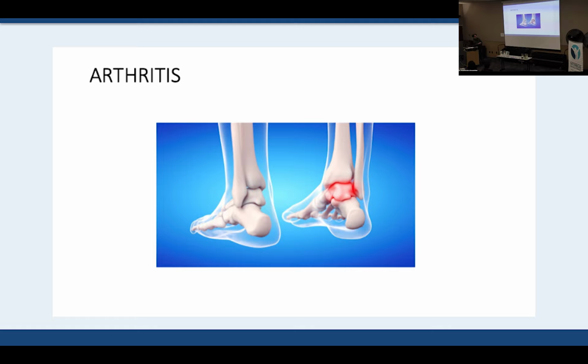Arthritis, there are multiple treatments for arthritis, but one should know that there's no cure for arthritis. It's a systemic diagnosis. Sometimes we supportively treat it. We put them on steroids. Sometimes we give them cortisone injections. That helps, but there is no cure for arthritis.